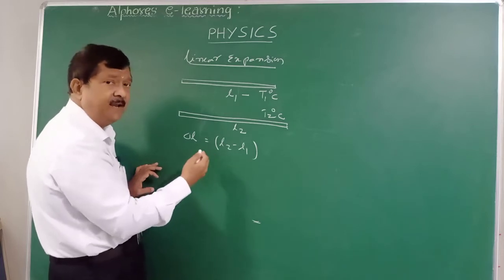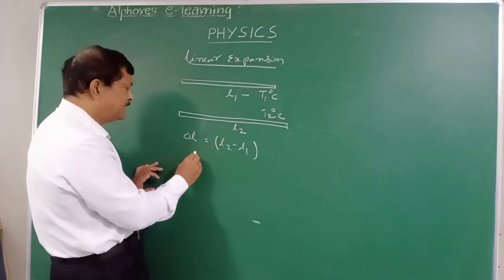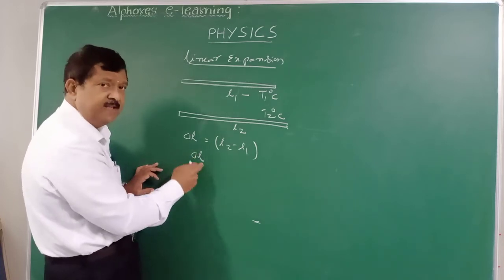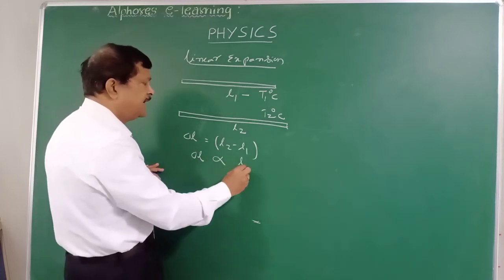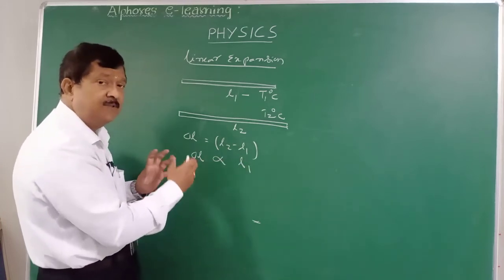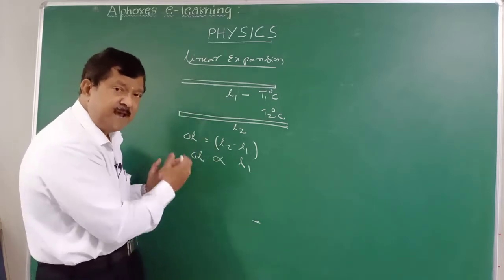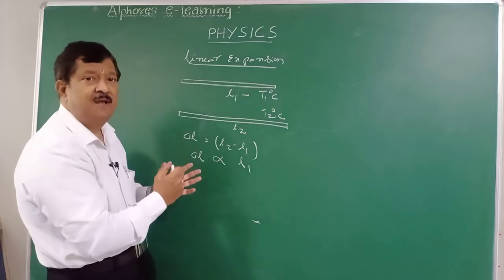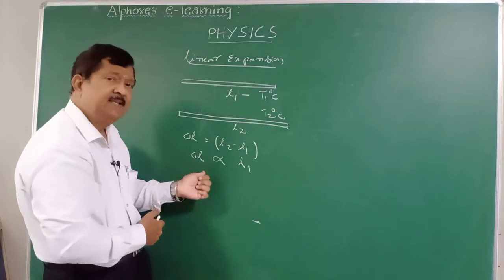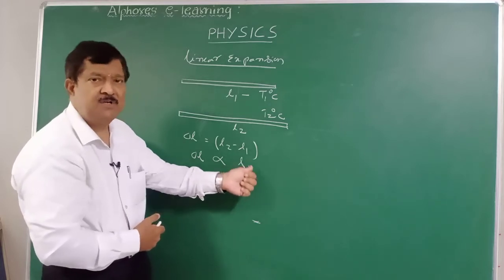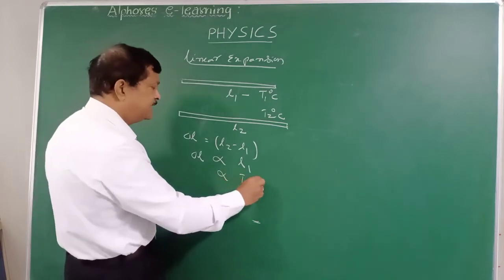Now practically, by observations of a practical experiment, we can understand that the change in the length of this body is directly proportional to the initial length. That means if the initial length is more, expansion is more. If the initial length is less, the expansion or change in the length is less. Like that, it is a practically obtained result that change in the length of the body is directly proportional to initial length. And it is also proportional to change in the temperature.